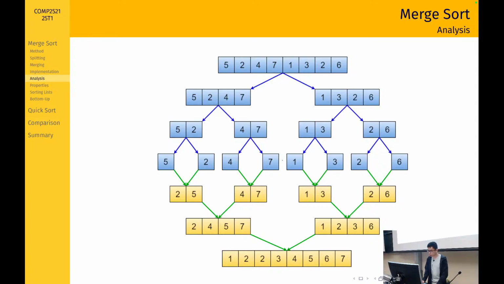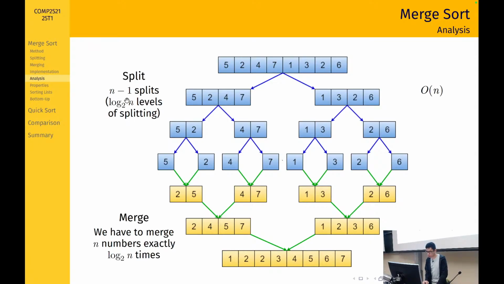So the total number of splits is n minus 1. You can look at this array, for example. If we have an array of size 8, we have to split 7 times. And you can count it yourself: 1, 2, 3, 4, 5, 6, 7. Right, so 7 splits.